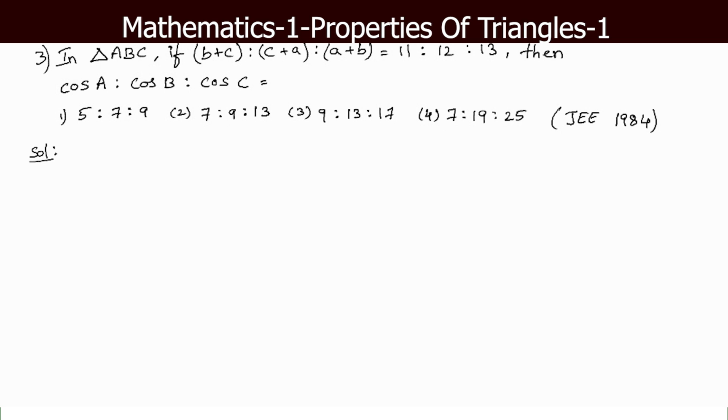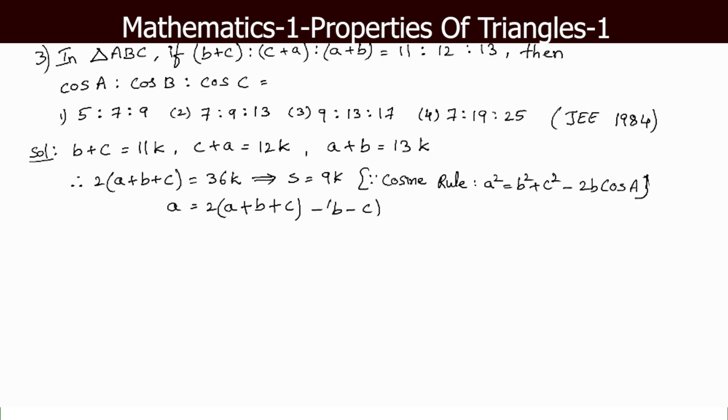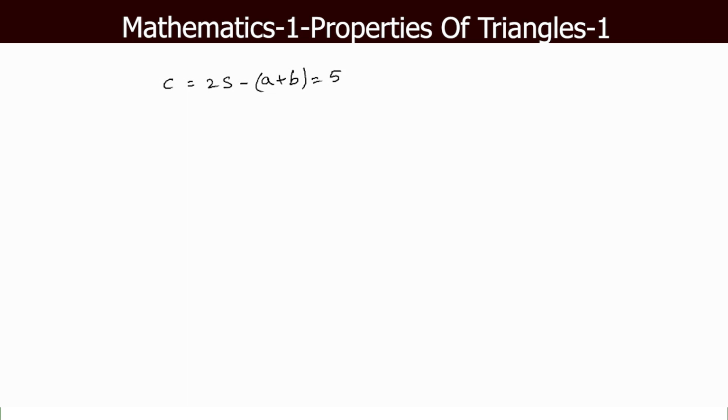As usual, you take it without the constant term, that is b plus c is equal to 11, c plus a is equal to 12, and a plus b is equal to 13. Of course, the constant k is there, you need not write it. So therefore, 2 into (a plus b plus c) is equal to 36, so that s is equal to 9. So a is equal to (a plus b plus c) minus (b plus c), that is 18 minus 11, 7. And b is equal to 2s minus (c plus a), which is 18 minus 12, 6. c is equal to 2s minus (a plus b), which is equal to 5.